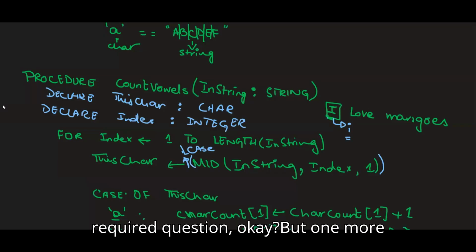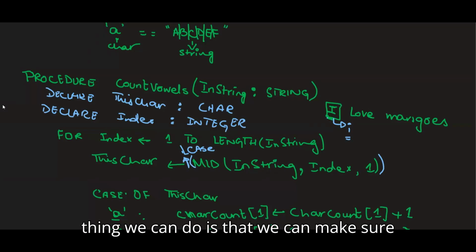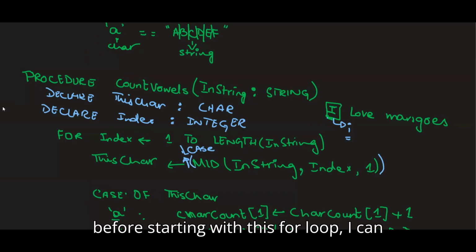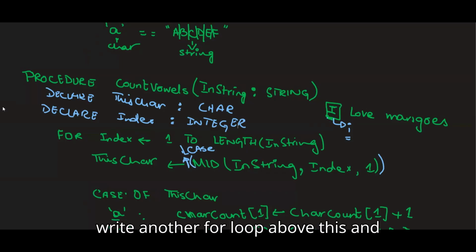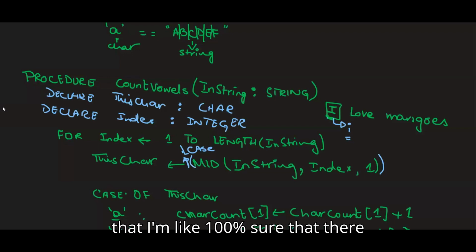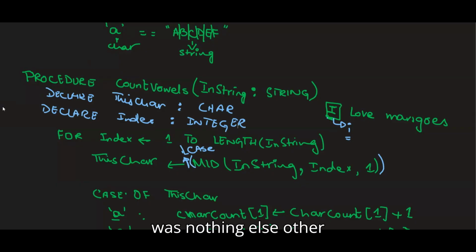Oh, and one more thing that we can do with this is the complete code for the required question. Okay. But one more thing we can do is make sure that our array was initialized to 0 first. So before starting with this for loop, I can write another for loop above this, and then I can initialize all of the indexes of this array to 0, so that I'm 100% sure that there was nothing else other than 0 in the array. So that will not affect our count.